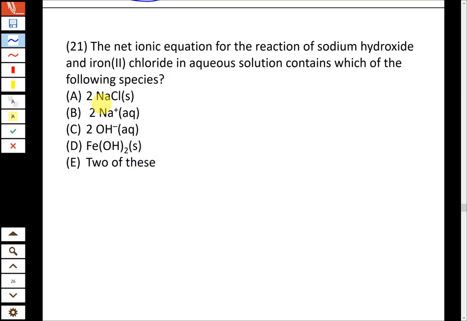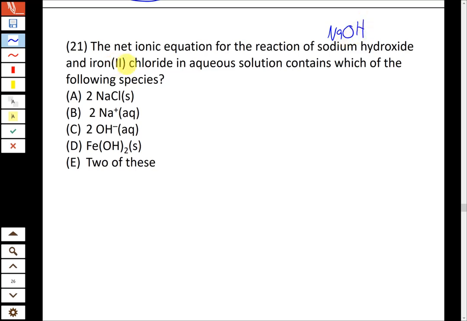We start with the total ionic equation, which requires us to, first of all, figure out what the formulas are of the two reactants, and then figure out how they're going to react with each other based on what we know about aqueous chemical reactions. So sodium hydroxide is going to be sodium plus with OH minus, that's just NaOH.